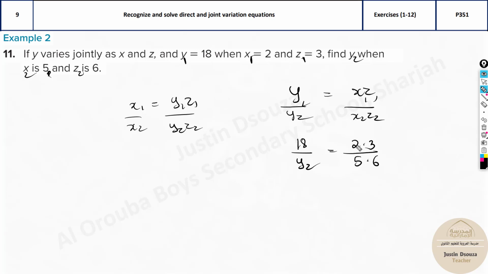Now let's solve. Take this y2 to the other side and the numbers over here. So 18 times 5 times 6 divided by 2 times 3, that is equal to y2. So 2 times 3 is 6, so this is gone. What is 18 times 5? 180 divided by 2, that is 90 equals y2. 18 times 10 is 180, so 5 is half of it. So divided by 2, you'll get 90. So that's the answer. Let's just check the answer.